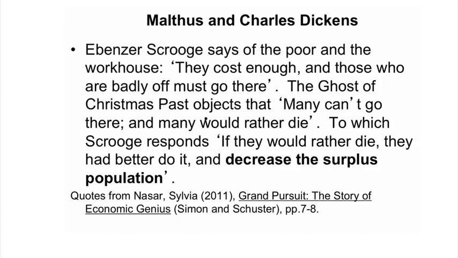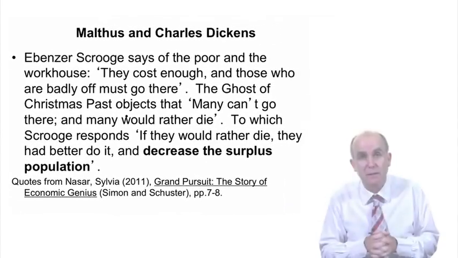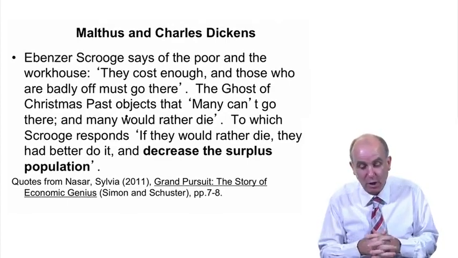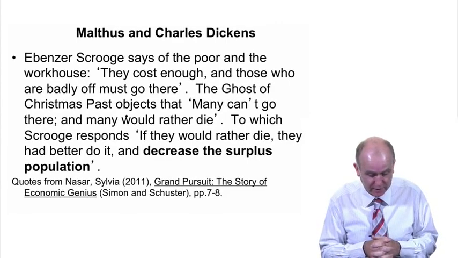So, Ebenezer Scrooge in A Christmas Carol says of the poor in the workhouse, "They cost enough, and those who are badly off must go there." The Ghost of Christmas Past objects that many can't go there and would rather die. To which Scrooge responds, "If they would rather die, they had better do it and decrease the surplus population." So Dickens is really almost quoting from Malthus there with these words about decreasing the surplus population.